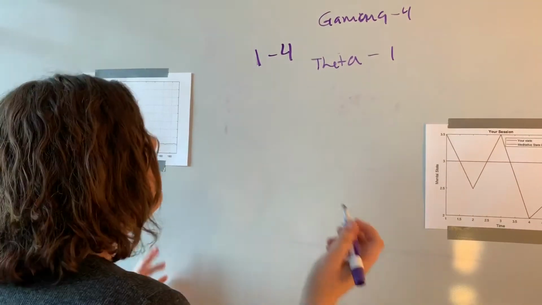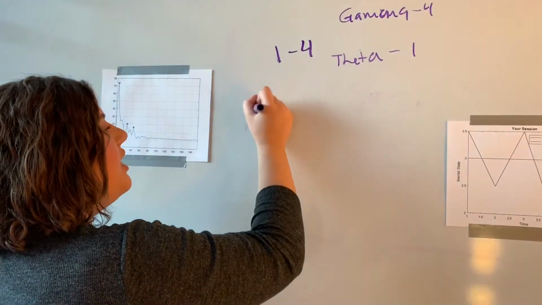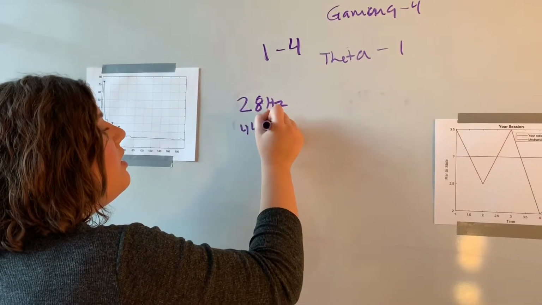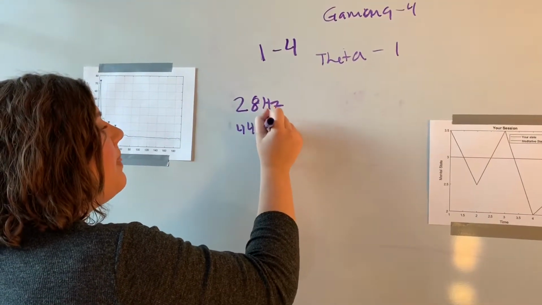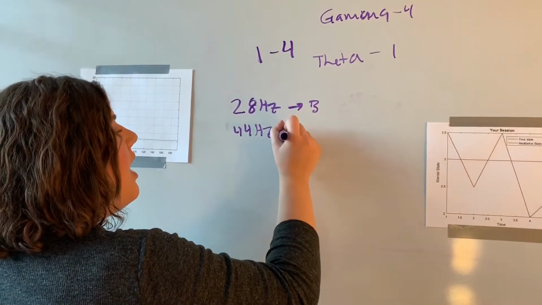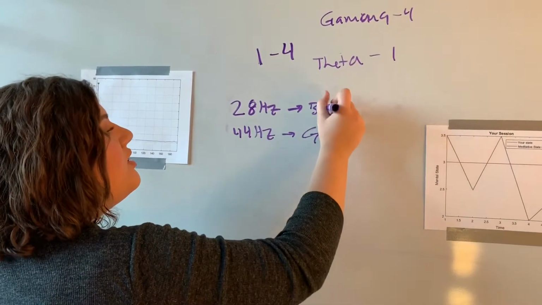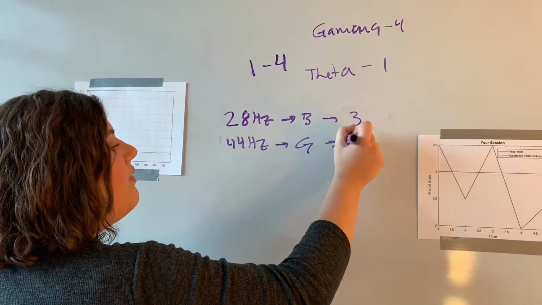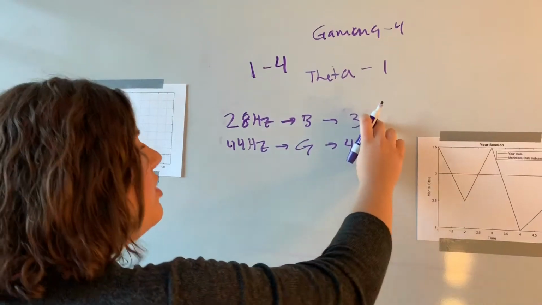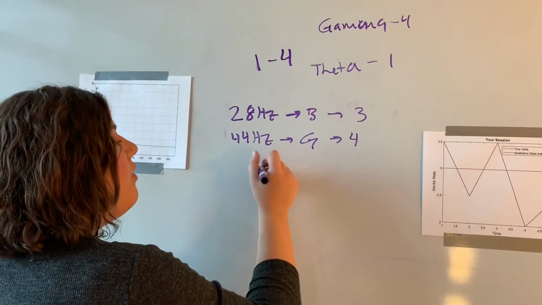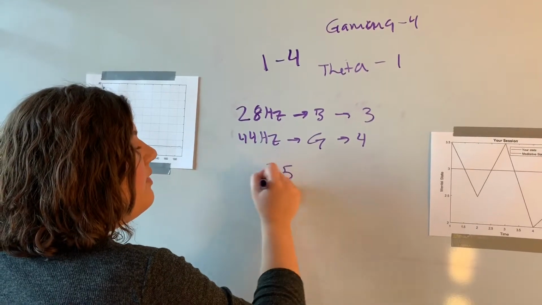So, for example, out of peak detection, I get a reading of 28 hertz and one at 44. 28 is going to be beta, and 44 is going to be gamma. So the 28 gets a value of 3, the 44 gets a value of 4. Then we average these two, right? So we add the 3 and the 4, and we divide by the total number of peaks. So we get an overall section reading of 3.5.